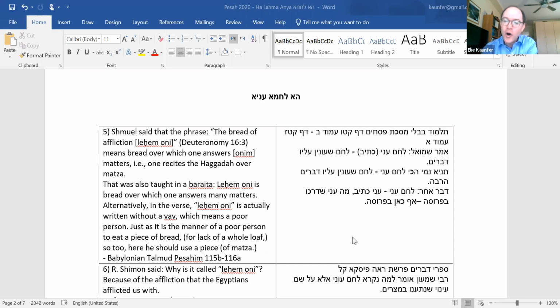Lechem oni, oni is written without a vav. It's written ayin nun yud, chaser, missing the vav. That is to say, it's reduced, it's small, it's not as big as it could be. Oni, just as a poor person, their way is to only eat a slice of bread as opposed to a whole bread, so too here we eat a slice of bread.